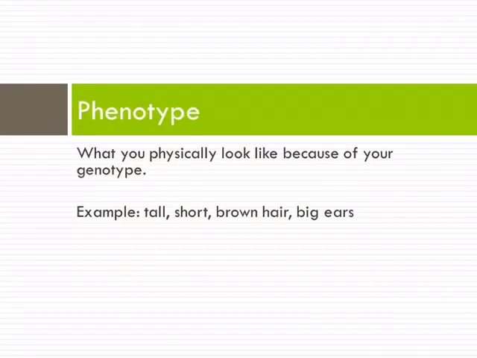Phenotype. Your phenotype is what you look like. So there's genotype, that's your genes, and phenotype, which is how you look. You can remember that because phenotype, physical, they both start with P's. An example would be that you're tall, or that you have brown hair, or that you have big ears. So you'll never say someone has a phenotype of big T, big T. Doesn't make sense.